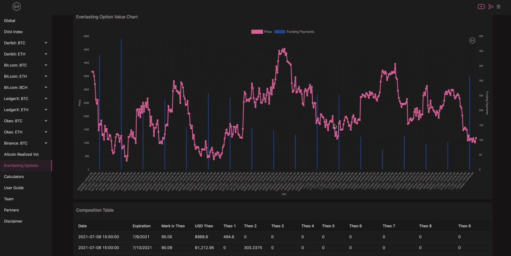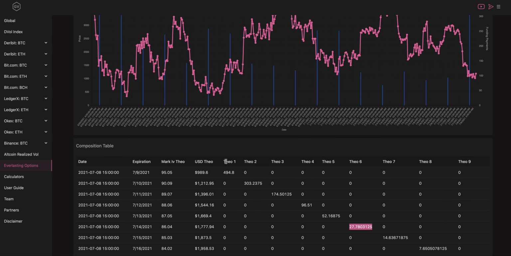And again, like we explained in the explainer video, we need to scale up the everlasting option by dividing by the cumulative sum of n1 through 9.